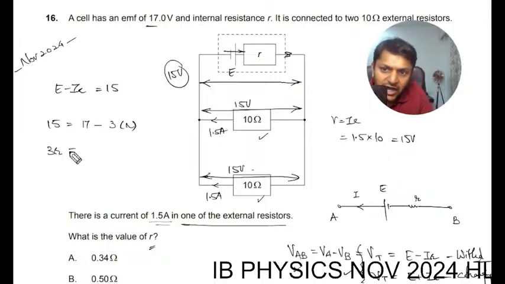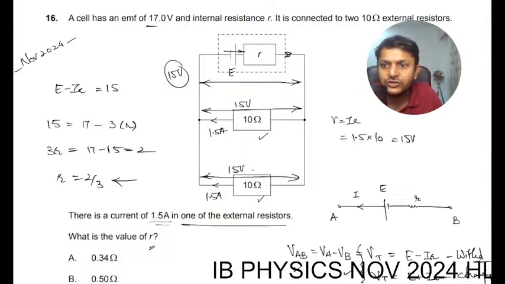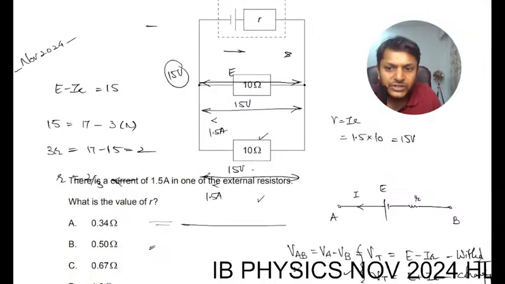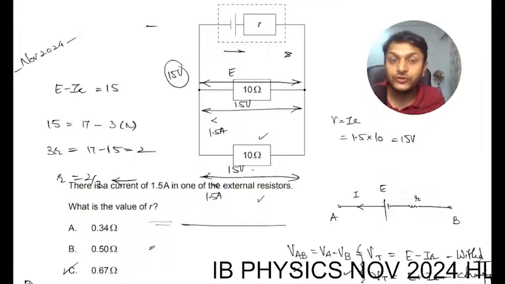This is how we do it. So 3R is equal to 17 minus 15, which becomes 2. So R value is 2 by 3. So this is the internal resistance. This is how we do this question. Let us see if that option is available. Yes, C is the correct option for this question.